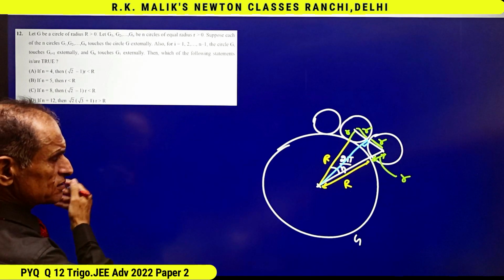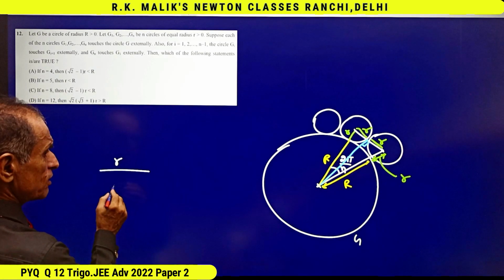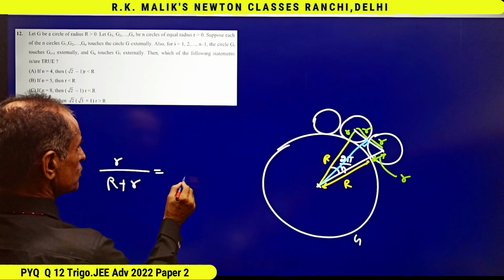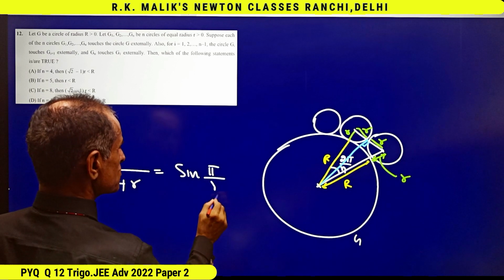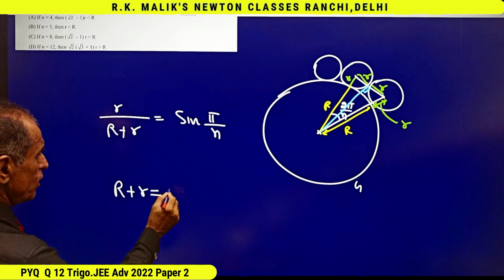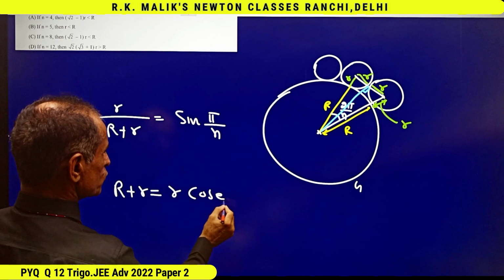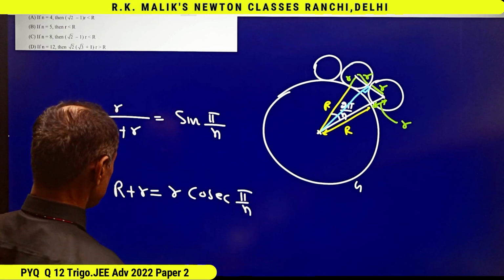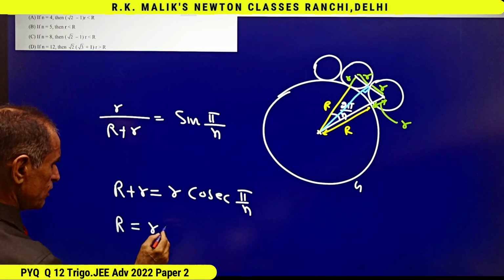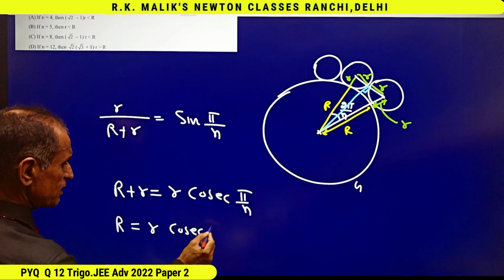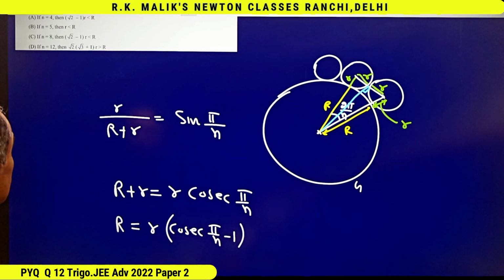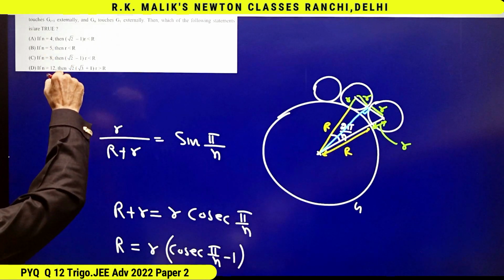It is clear that small r upon capital R plus r will be equal to sine pi by n. That is, I can say capital R plus r is equal to r cosecant pi by n. That is, capital R is equal to r into cosecant pi by n minus 1. And now let us start checking the choices.